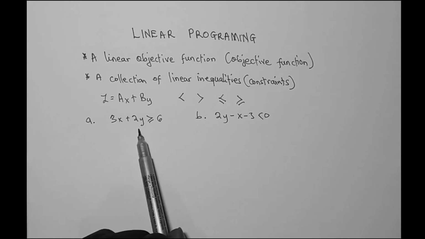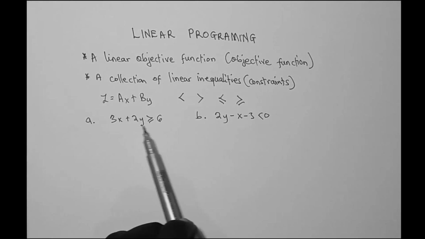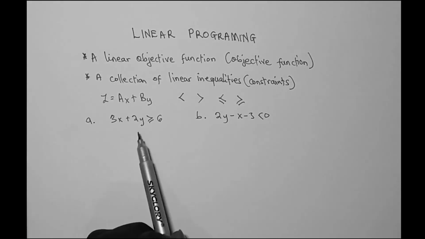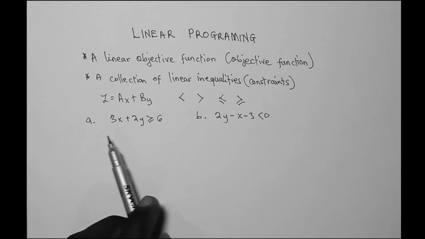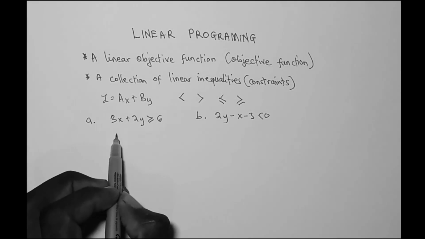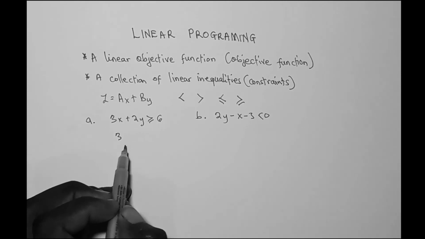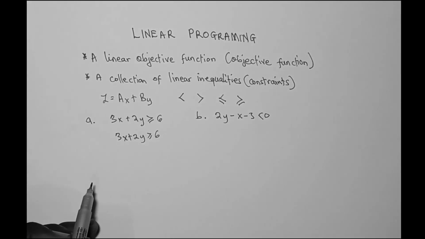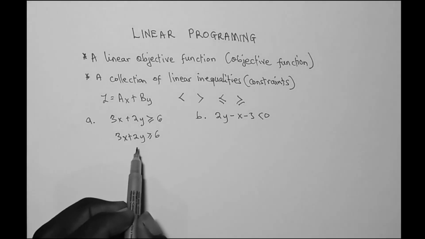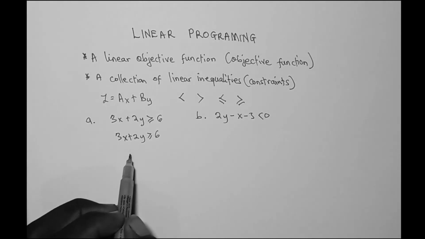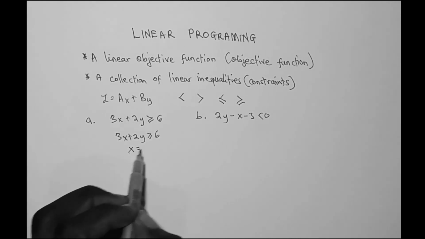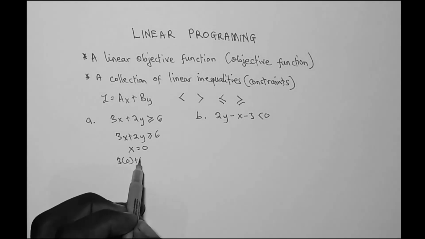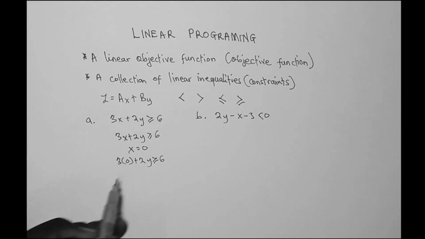Now, what we normally do in linear programming problems is to find the x and y intercepts. So we know that for the y-intercept, x is equal to 0. So let's solve the A part, that is 3x plus 2y is greater or equal to 6. For the y-intercept, x is equal to 0, so let's put x equals 0 in this function. We get 3 times 0 plus 2y is greater or equal to 6.